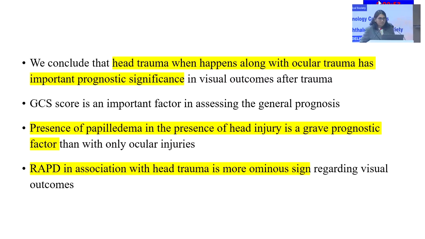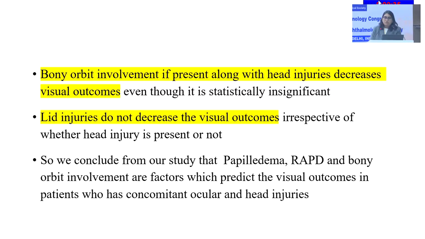Coming to the conclusion, we conclude that head trauma, when it happens along with ocular trauma, has an important prognostic significance. GCS score is an important factor in assessing the general prognosis. Presence of papilledema in the presence of head injury is a grave prognostic factor. RAPD in association with head trauma is an ominous sign. Bony orbit involvement, if present along with a concomitant head injury, decreases the visual outcomes, even though it was statistically insignificant. Lid injuries do not decrease the visual outcomes, irrespective of whether there is a concomitant head injury or not.